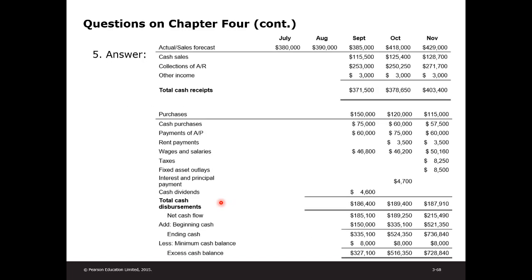So cash purchases will be 50% of 150, which is this number. Then for October, to calculate the cash purchase, we will multiply 50% by $120,000, which will give us $60,000. Then for November, we will multiply 50% by $115,000, which will give us $57,500.